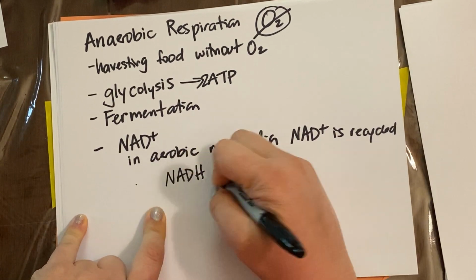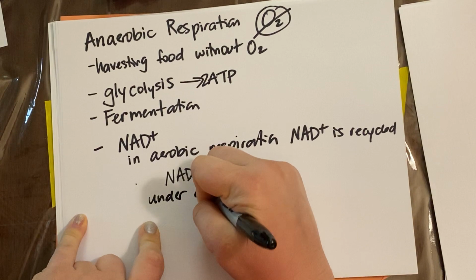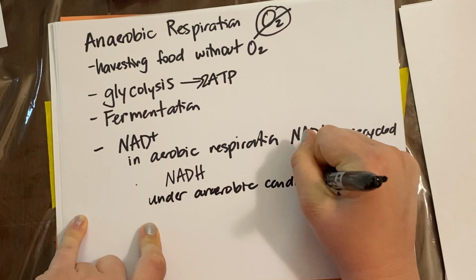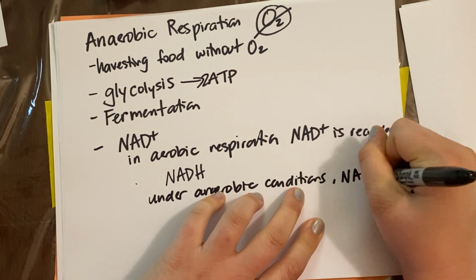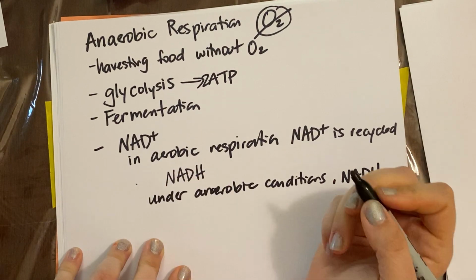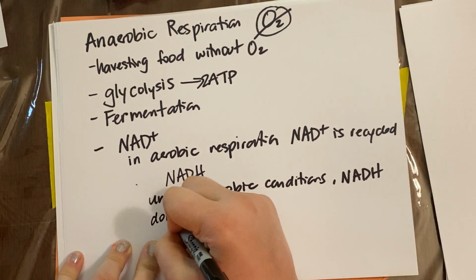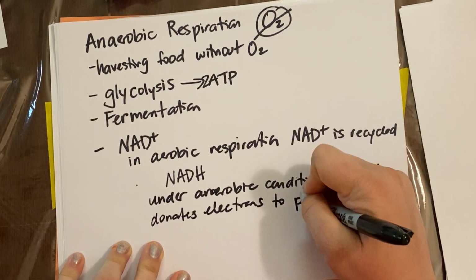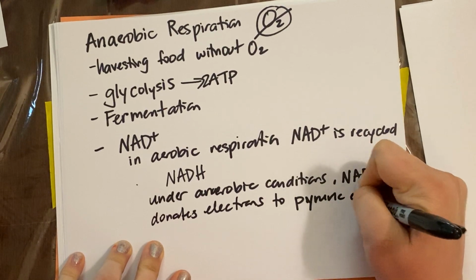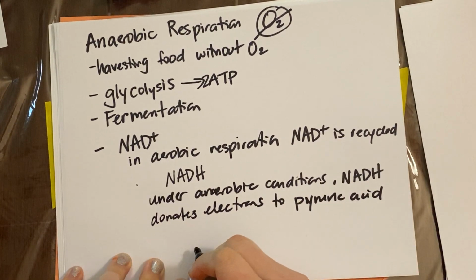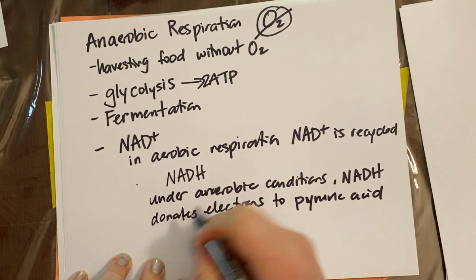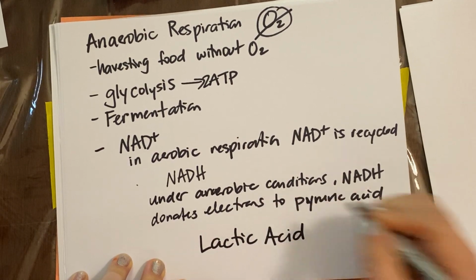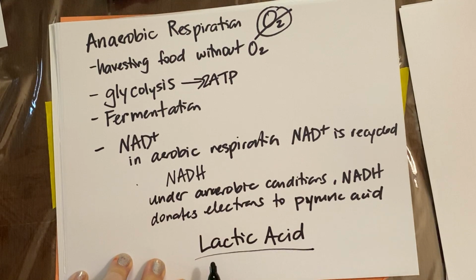So I'll say this right now: under anaerobic conditions, NADH donates electrons to pyruvic acid. When that happens, pyruvic acid turns into something called lactic acid. And this is what happens in humans. You probably have heard of this before. This happens in our muscles.